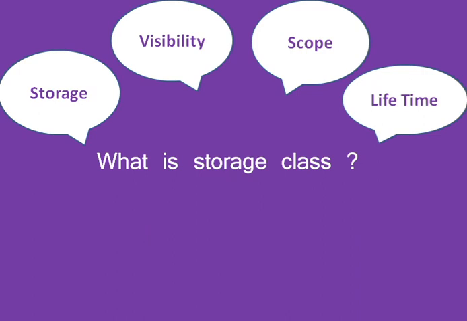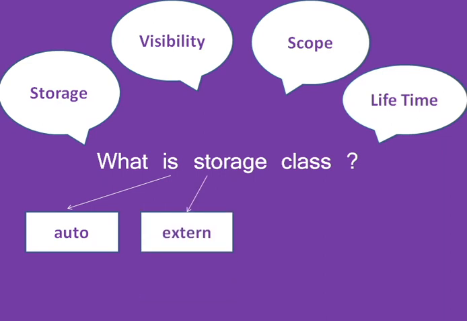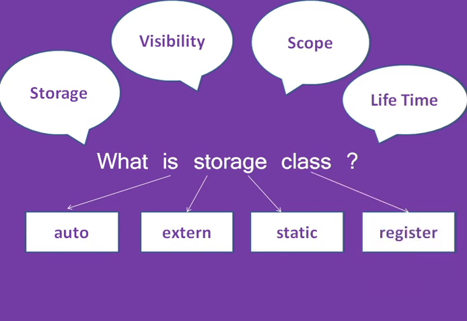Here we have four storage classes available in C programming. Those are auto or automatic, extern or external, static storage class and register storage class. All these storage classes determine where the variable is stored, what the visibility of the variable is, what its scope is, and how long the variable is alive.